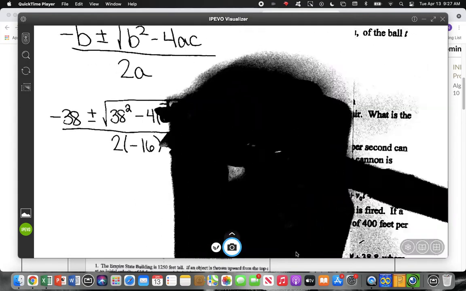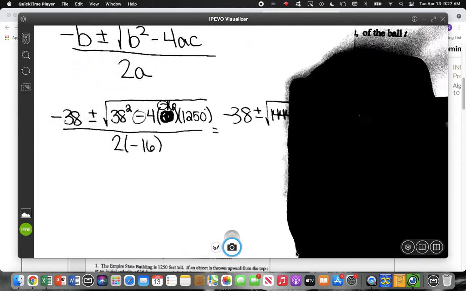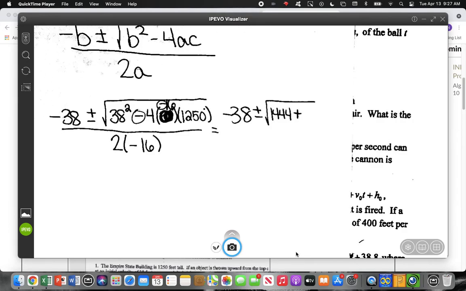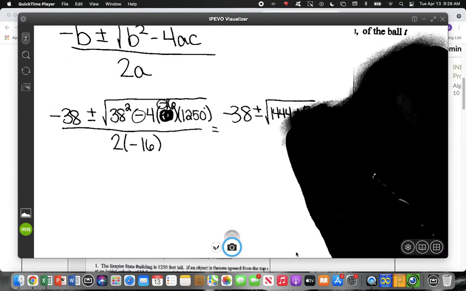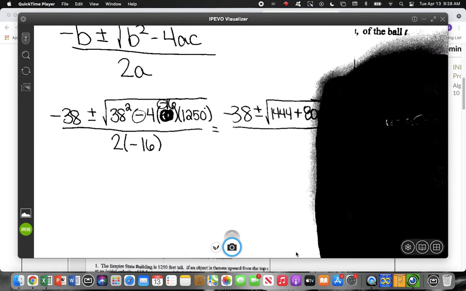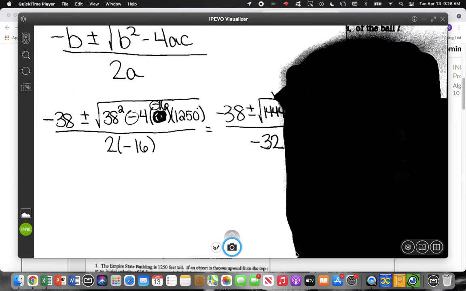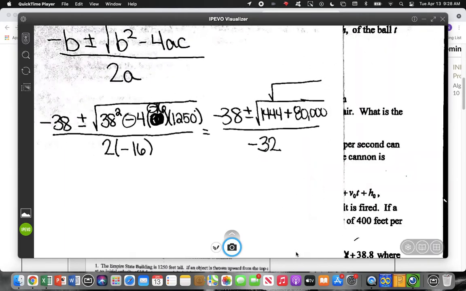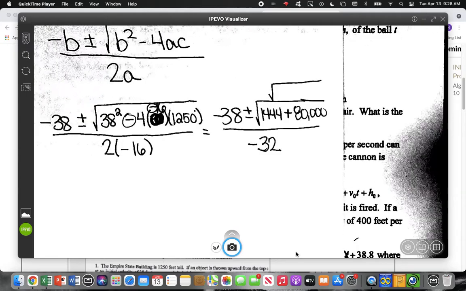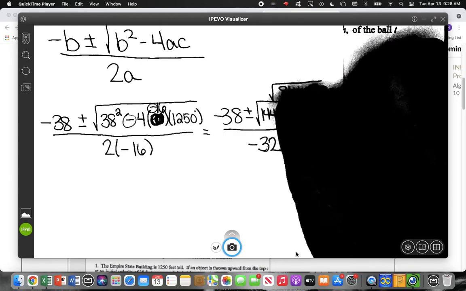Now, if you look here, I see 2 negatives. So that's going to turn into a positive. So now we just need to multiply 4 times 16 times 1,250. What do we get there? 80,000. And then we're dividing by negative 32. All right, so I'm going to go ahead and add these. The 80,000 plus 1,444 to get 81,444.